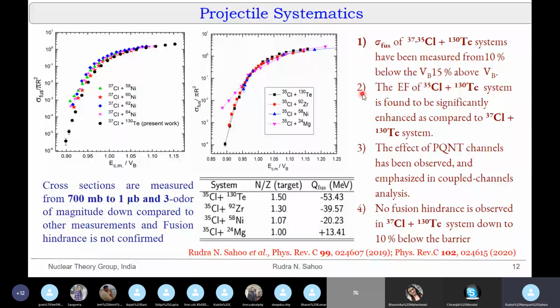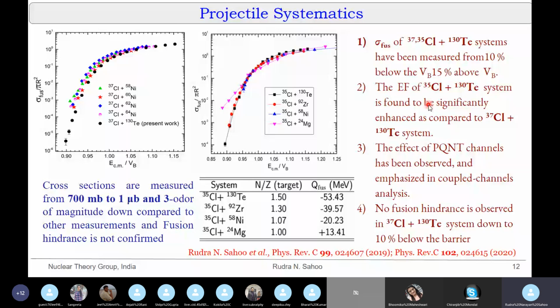And the summary of this experiment is that we measured the fusion excitation function of 35 and 37 chlorine with 130 tellurium from 10% below the barrier to 15% above the barrier. The 35 chlorine plus 130 tellurium system excitation function is significantly enhanced as compared to the 37 chlorine plus 130 tellurium system. The effect of the positive Q value neutron transfer channel has been observed and emphasized from the coupled channel calculation. And we didn't get any fusion hindrance for the 35 chlorine plus 130 tellurium system up to 10% below the barrier.